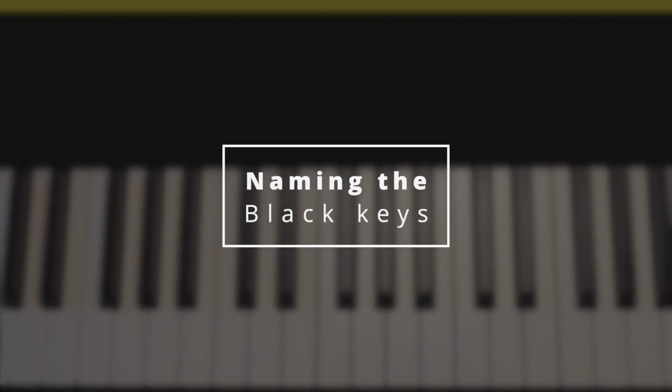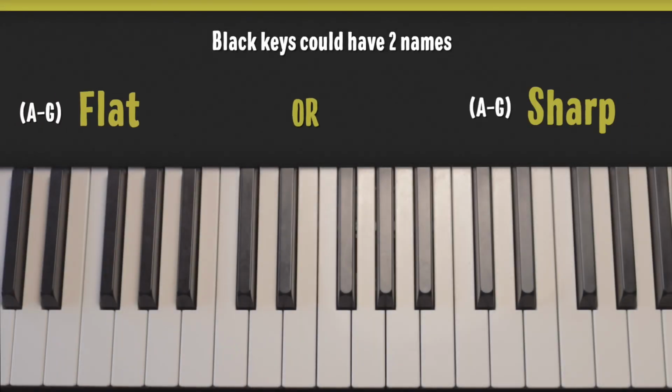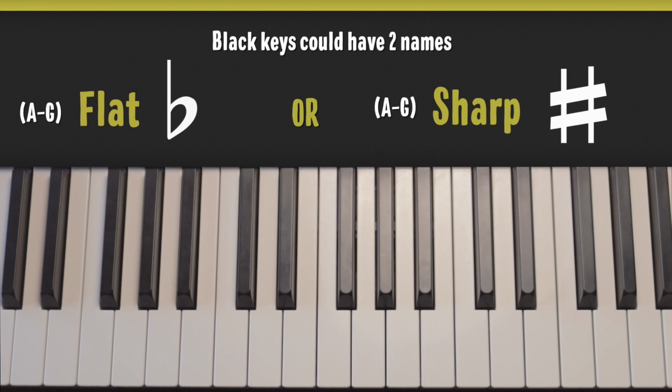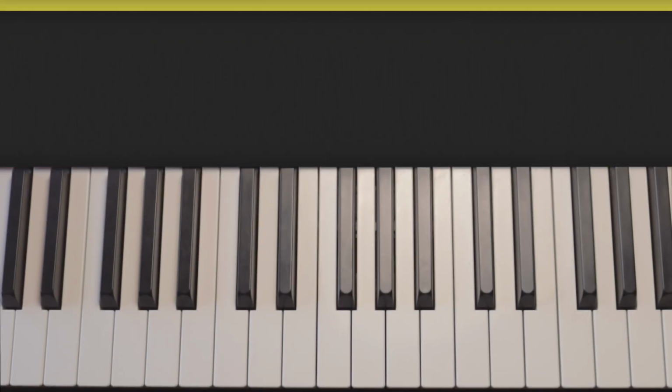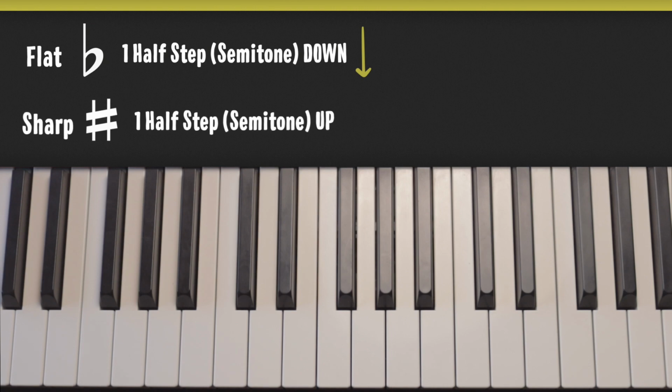The black keys can have two different names, something flat or something sharp, and these are the symbols. At this stage, you want to just learn how to name them either way and not when to use which name. It doesn't matter just yet, and it wouldn't really make too much sense unless you have some other knowledge anyway. When naming the notes, the word flat means go down by one semitone or half step, and sharp means go up one semitone or half step.